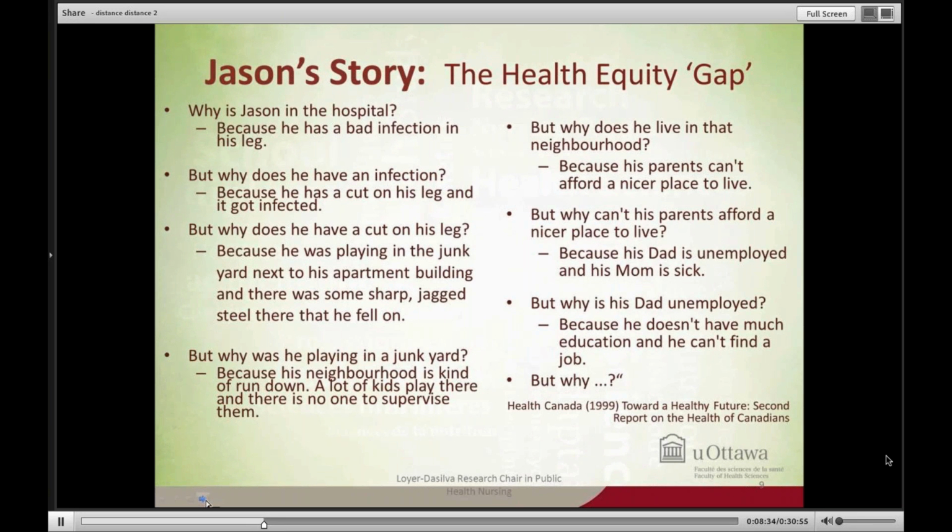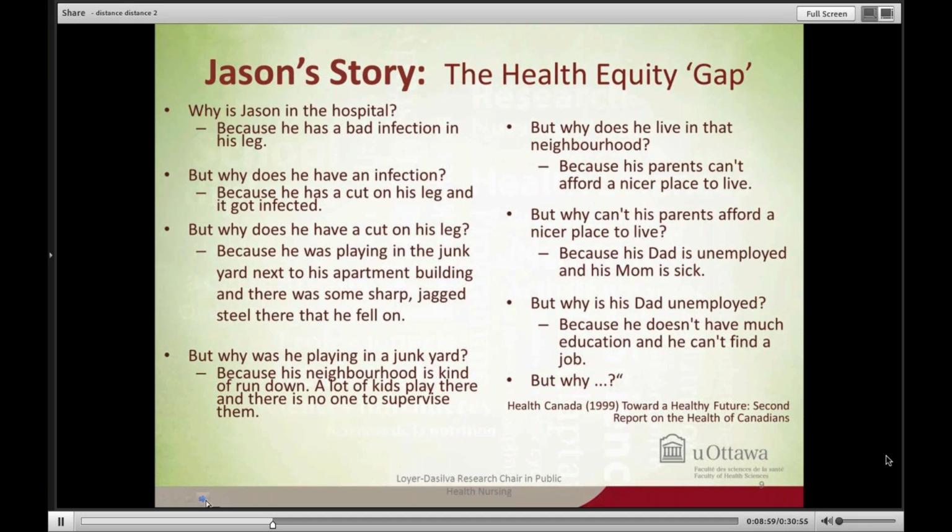But why does he live in that neighborhood? Because his parents can't afford a nicer place to live. But why can't his parents afford a nicer place to live? Because his dad is unemployed and his mom is sick. But why is his dad unemployed? Because he doesn't have much education and he can't find a job. But why? And the why continues.